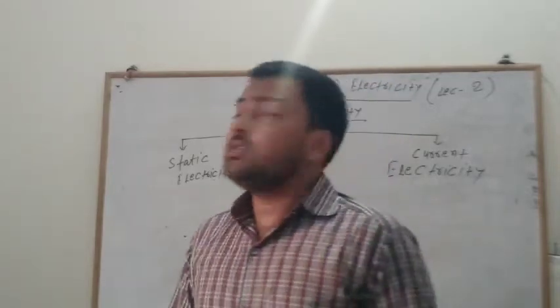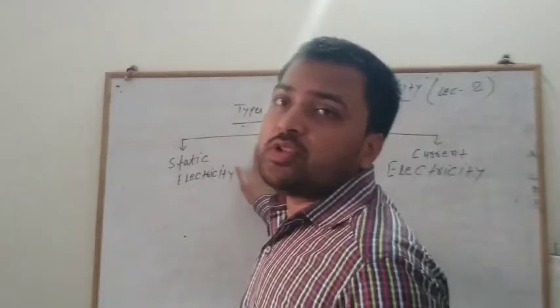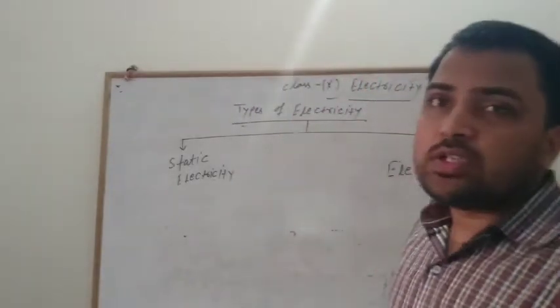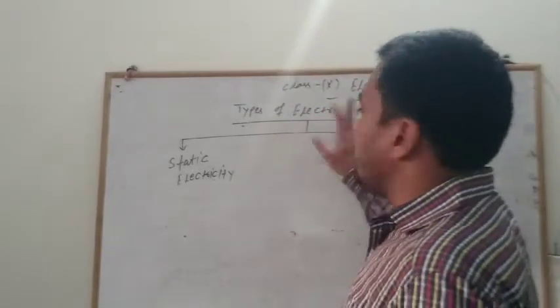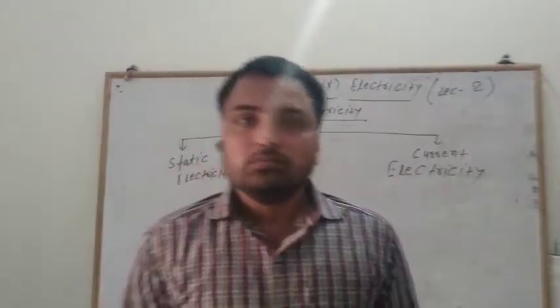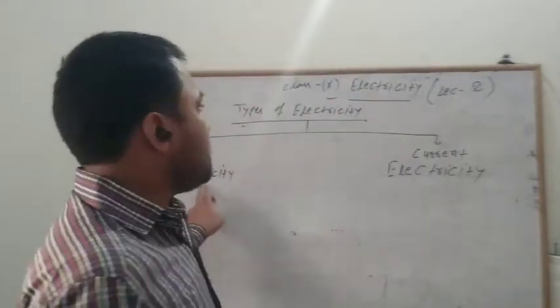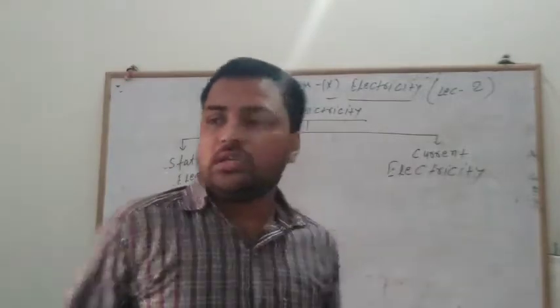Today, this class is for 10th students. The chapter is electricity, and today we will discuss the types of electricity. Here we study the two types of electricity, that is static electricity and current electricity.